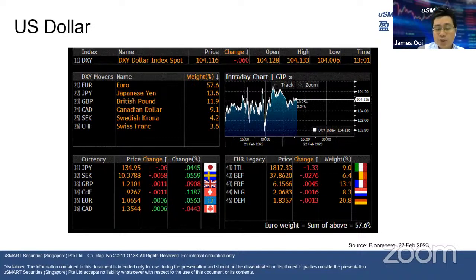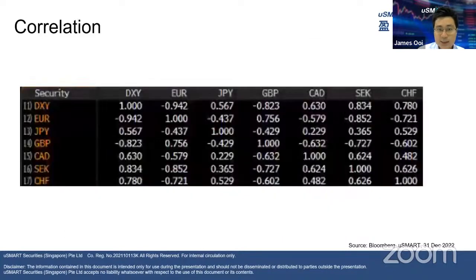So what is the US dollar index? The US dollar index is used to measure the value of the dollar against a basket of 6 foreign currencies. They are euro, yen, British pound, Canadian dollar, Swedish krona, and Swiss franc, and here I also show you the weight each currency has on the US dollar index. The biggest weight is Euro, which has a weighting of 57.6% on the US dollar index itself.